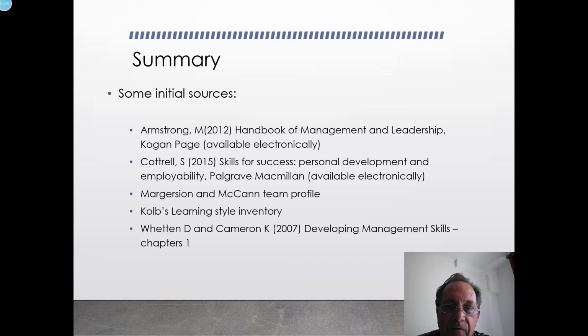2 of these books are available electronically online through the library. First one is Armstrong's Handbook of Management and Leadership, and you ought to be looking at part 4 of this book, not the first 3 sections, but part 4, which focuses on management skills. And then you've got Stella Cottrell's book on Skills for Success. That's available through Palgrave Macmillan, and it's also available online.